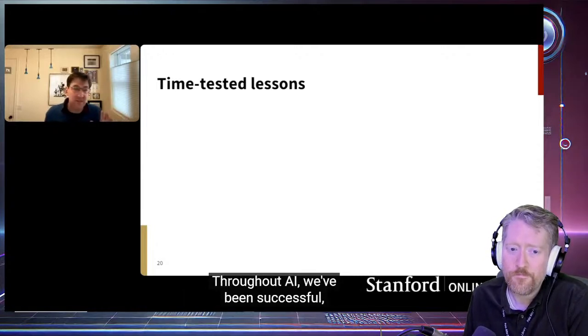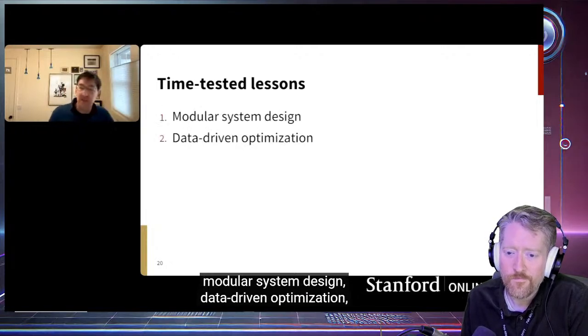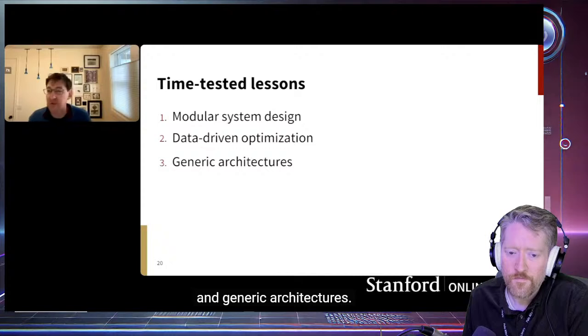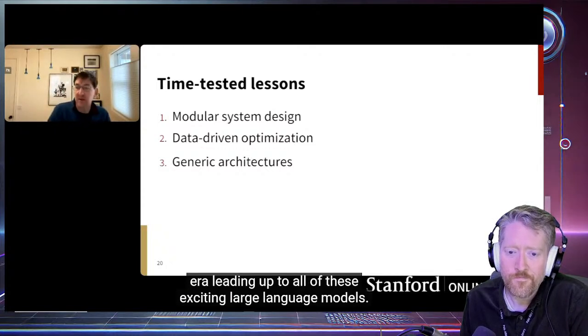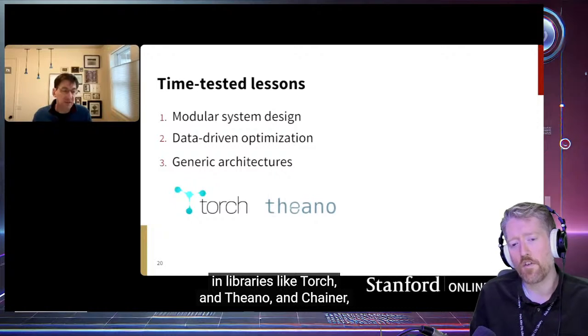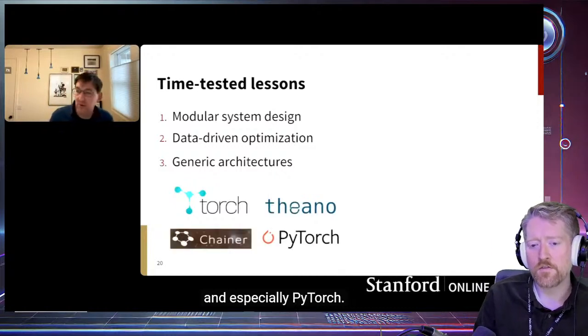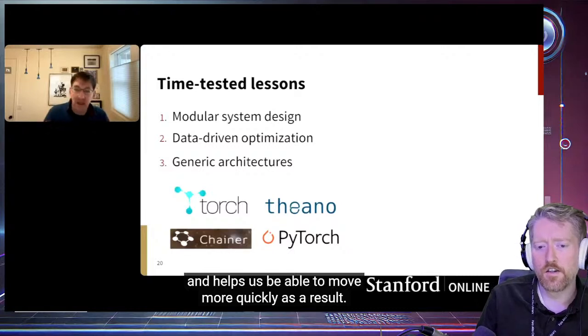Throughout AI, we've been successful in part because we have adopted these lessons: modular system design, data-driven optimization, and generic architectures. These are kind of the essence of what made us be able to move so fast, especially in the deep learning era leading up to all of these exciting large language models. And I think these time-tested lessons got nicely embodied in libraries like Torch and Theano and Chainer, and especially PyTorch. Those things embody these concepts and help us be able to move more quickly as a result.